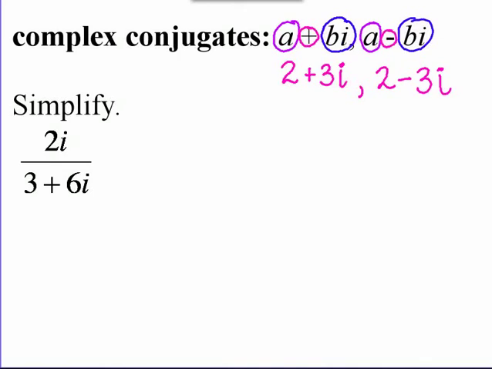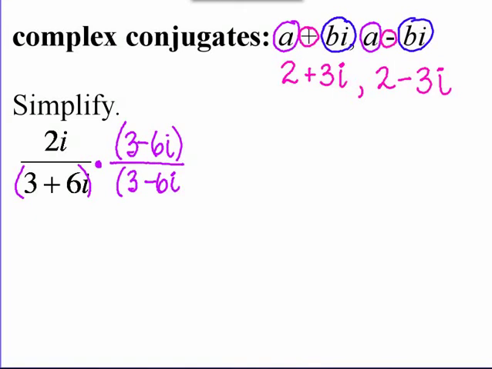So now what we're going to have to do is simplify the following: 2i over 3 plus 6i. You can't have that. You can't have i's in the denominator, like you can't have square roots. So what I'm going to do here is multiply by the conjugate. What's the conjugate going to be in this problem? 3 plus 6i is the original one. What's the conjugate going to be? 3 minus 6i. First terms are the same, last terms are the same, signs between them are different.